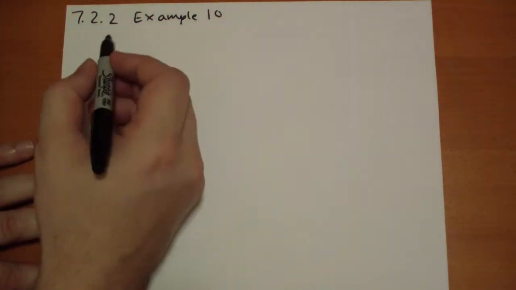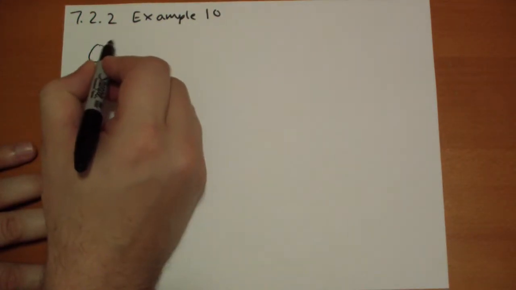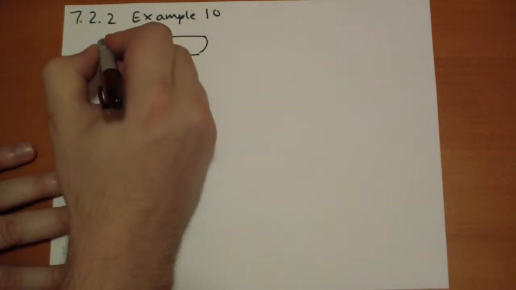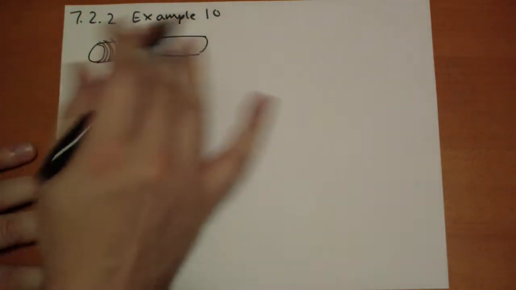This is example 10 from section 7.2.2 of Griffiths' Introduction to Electrodynamics, second edition. The example here is we have a very long solenoid, infinite length, because it's very long. We're just going to assume it's infinite. And it goes out, and I probably made it too small. Okay, and so this has wires wrapped around it all the way down the middle.